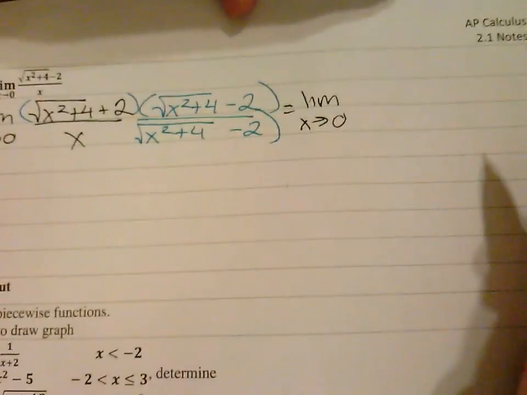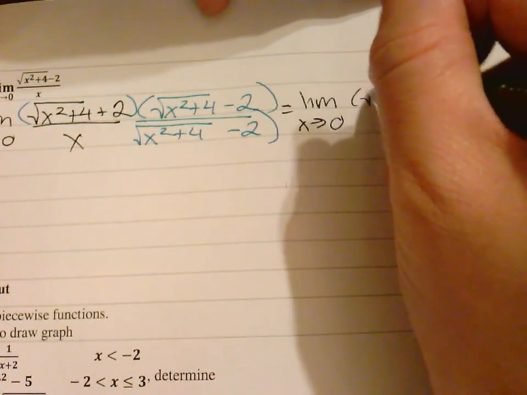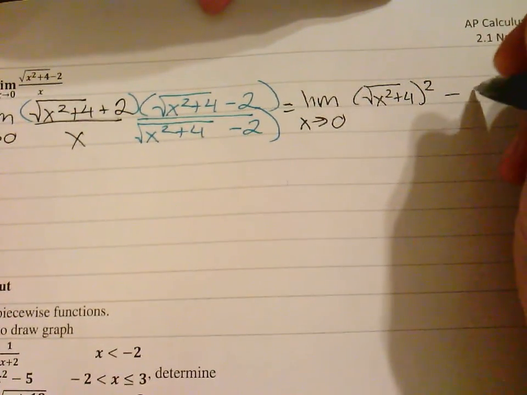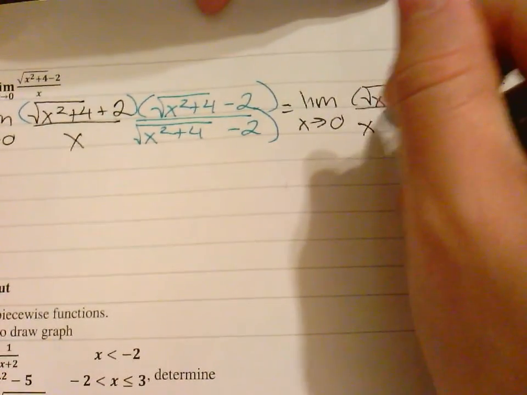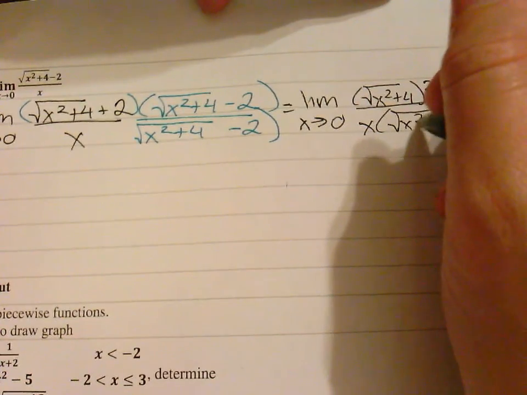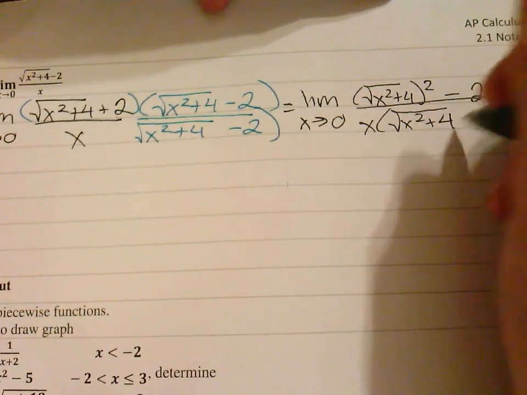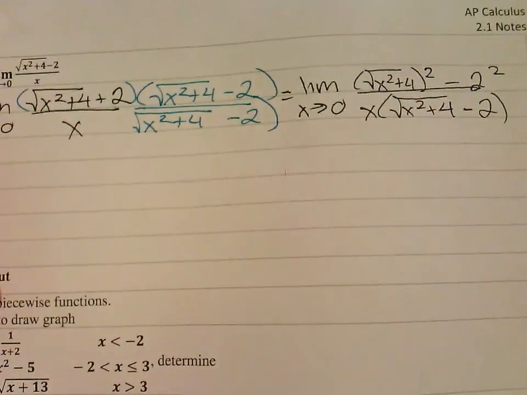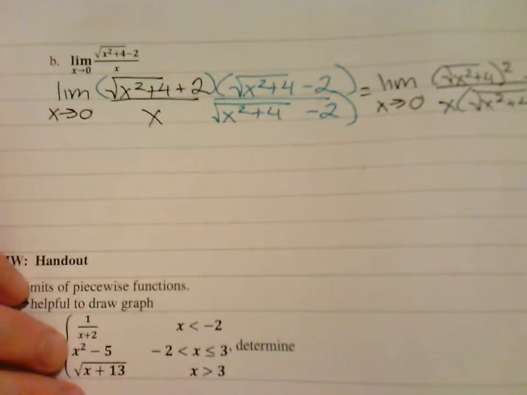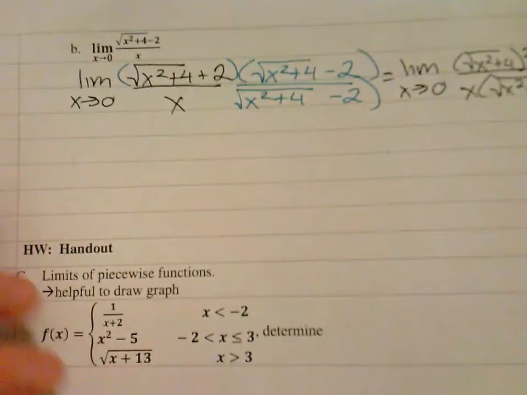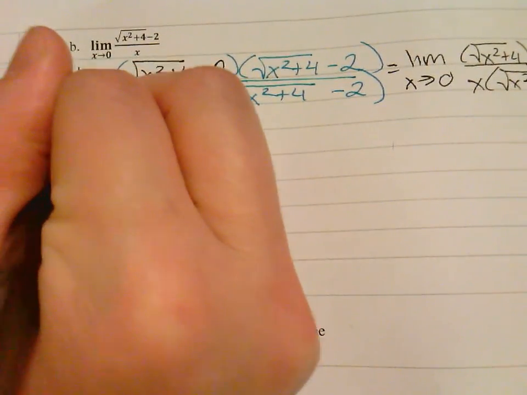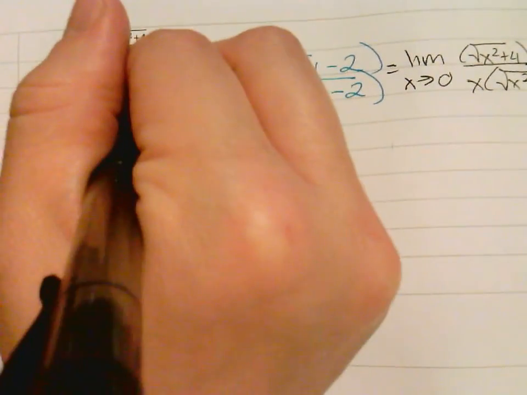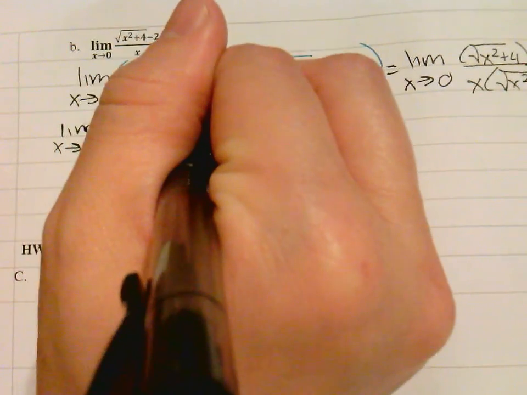Okay, so difference of squares, so that's going to be the square root of x squared plus 4, squared, minus 2 squared. Don't distribute the bottom, something's going to cancel. X squared plus 4 minus 4.